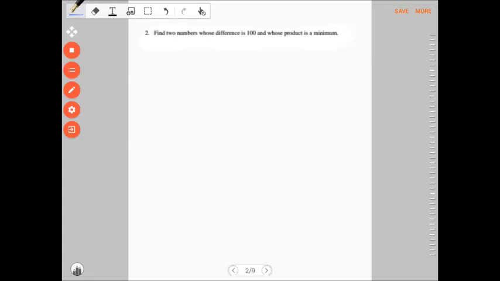Number 2, find two numbers whose difference is 100 and whose product is a minimum. So again, we kind of figured out from last time that we have to do that one little formula. Two numbers whose difference is 100, so that's going to be x minus y equals 100. And then the product, again, is x times y.